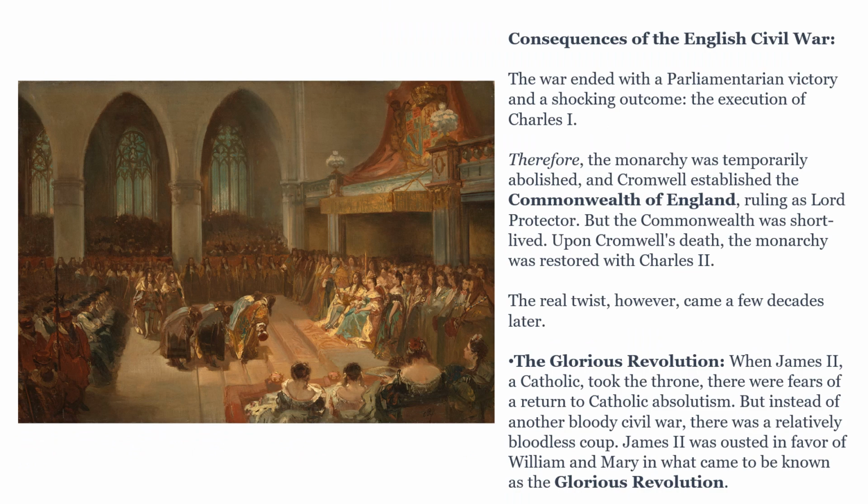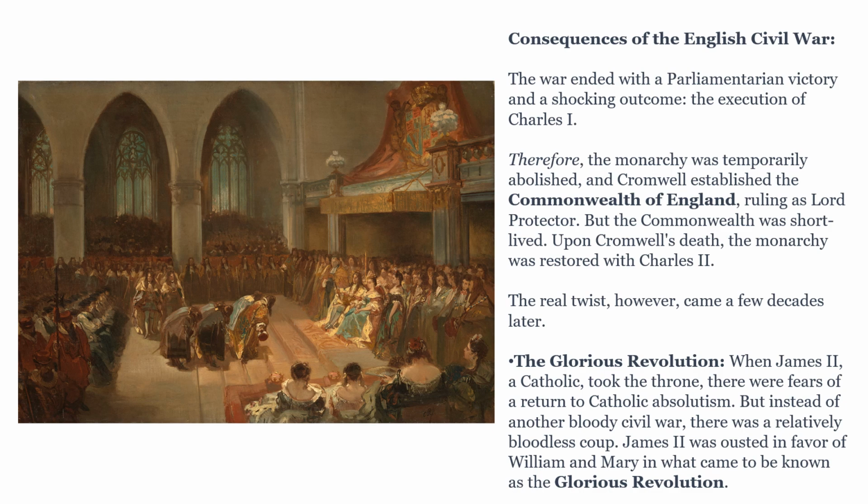Consequences of the English Civil War. The war ended with a parliamentarian victory and a shocking outcome, the execution of Charles I. Therefore, the monarchy was temporarily abolished, and Cromwell established the Commonwealth of England, ruling as Lord Protector. But the Commonwealth was short-lived. Upon Cromwell's death, the monarchy was restored with Charles II.